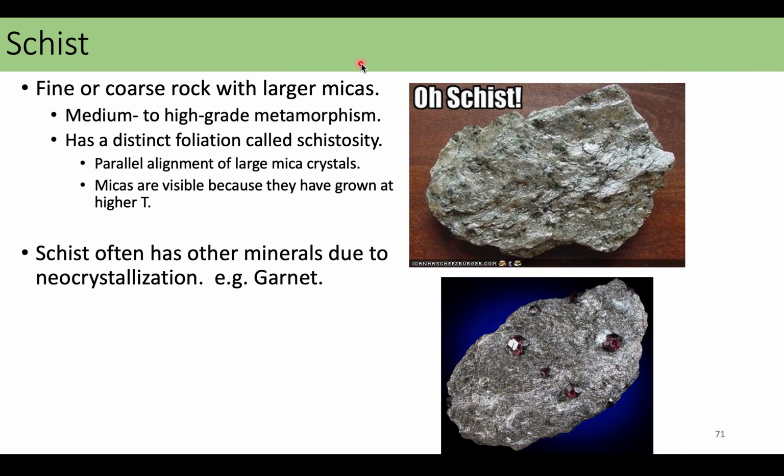If we increase metamorphism even further, we will get schist. So schist is going to be much more of a coarse rock with larger micas. So here, maybe this picture is a little hard to tell, but this whole piece here is a bit of mica. This whole piece here is a bit of mica. We have larger grains of mica.